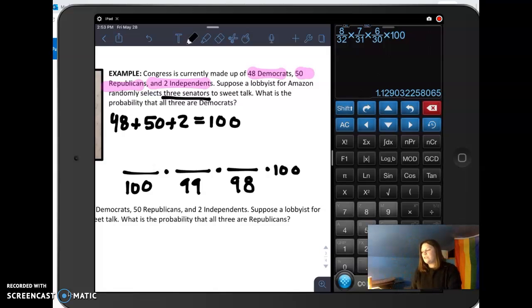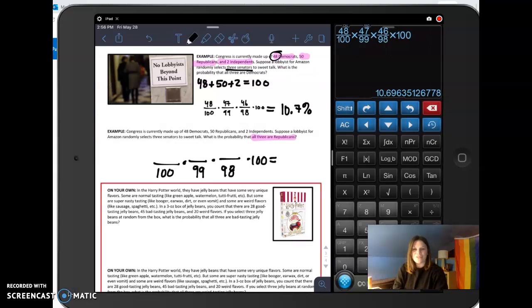And we're going to select 3 senators. That's why I have it set up with 3 scenarios or 3 fractions. And then we want to know what is the probability that all 3 are Democrats. There's 48 to start with. Once that one's gone, you only have 47. And then you have 46. So I'm going to do this on my calculator real quick and be right back. There you go. There's the answer for you.